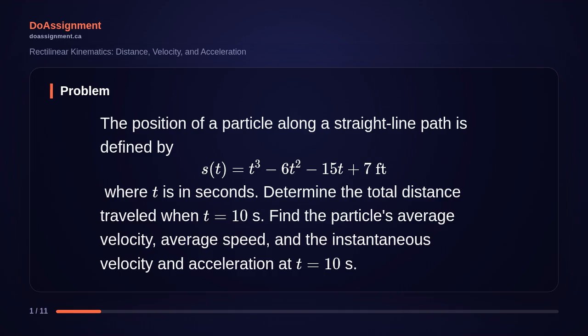The position of a particle along a straight line path is defined by s of t equals t cubed minus 6t squared minus 15t plus 7 feet, where t is in seconds. Determine the total distance traveled when t equals 10 seconds. Find the particle's average velocity, average speed, and the instantaneous velocity and acceleration at t equals 10 seconds. Now let us work through the solution step by step.